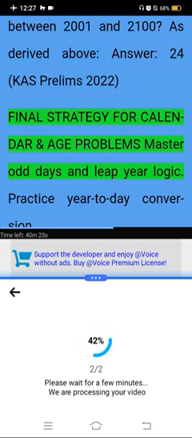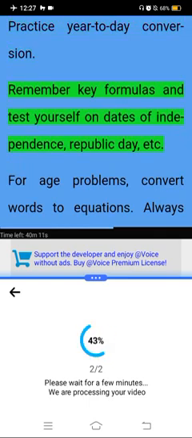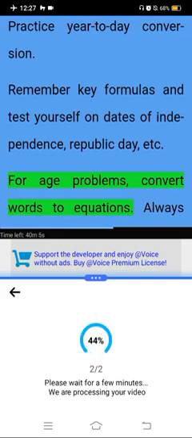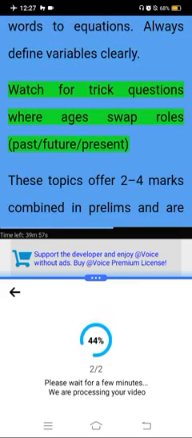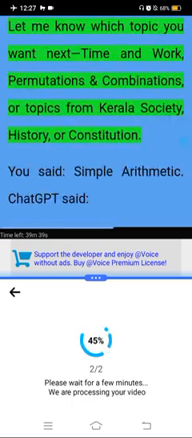Final strategy for calendar and age problems. Master odd days and leap year logic. Practice year-to-date conversion. Remember key formulas and test yourself on dates of Independence Day, Republic Day, etc. For age problems, convert words to equations. Always define variables clearly. Watch for trick questions where ages swap roles: past, future, present. These topics offer 2 to 4 marks combined in prelims and are time efficient to solve.